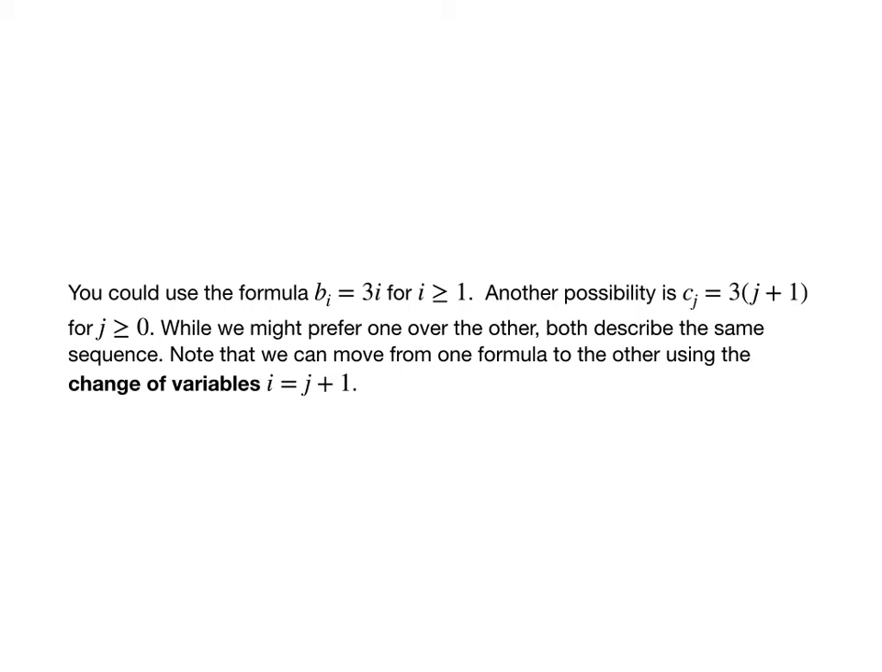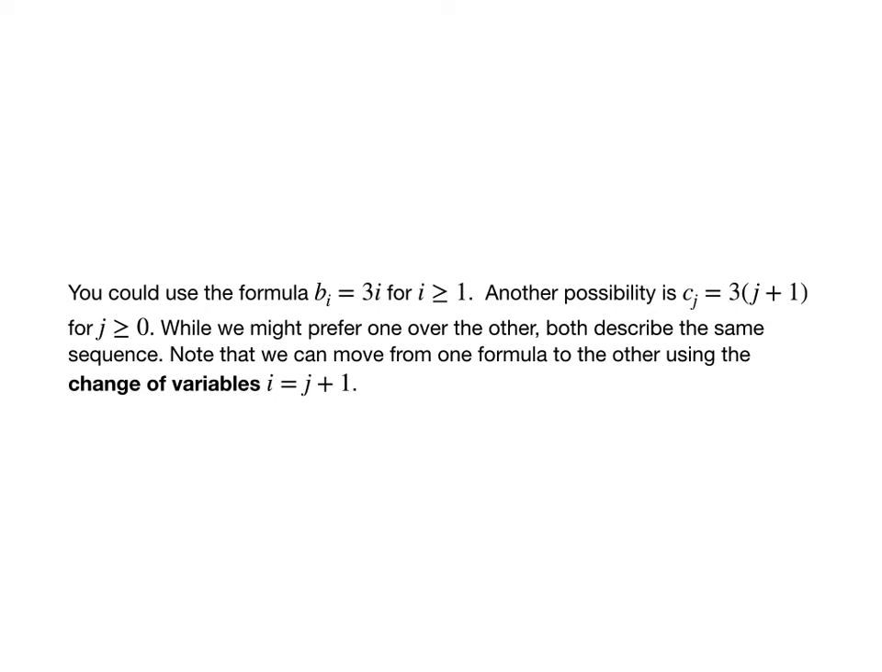So another possibility, c sub j equals 3 times (j plus 1) for j greater than or equal to 0. Notice we needed to start j at 0 rather than 1 to define the same sequence. We might prefer one of those over the other. Maybe we want a nice simple formula. Maybe we want to start at 0 instead of 1. And there are a multitude of other possibilities we could come up with.